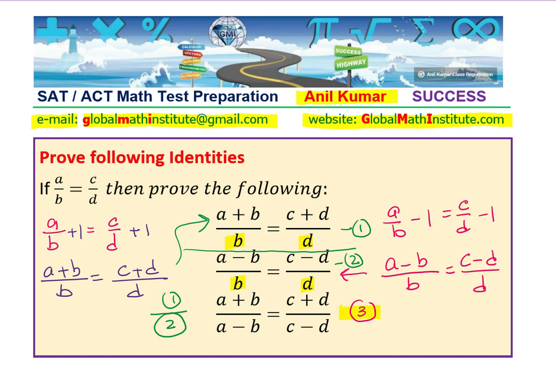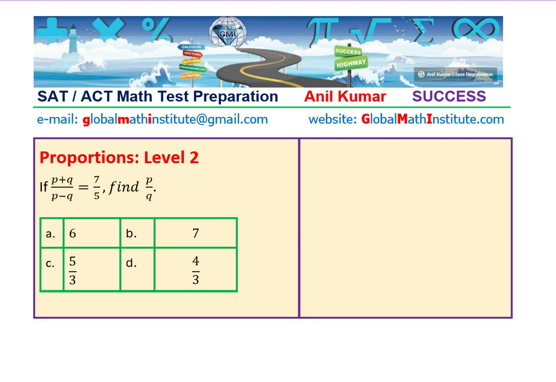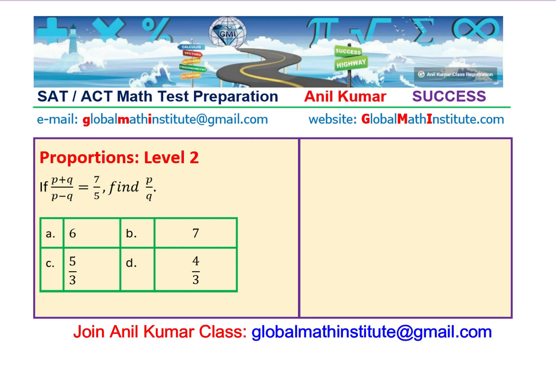Perfect, right? Now we have a question for you. So we've made it slightly difficult. We are writing P plus Q over P minus Q is 7 over 5. You have to find P over Q, kind of reversing, right? Okay, how are you going to solve this?